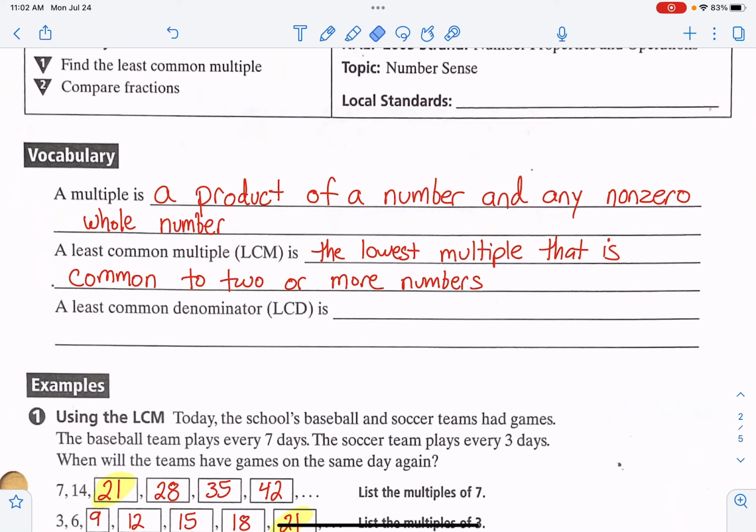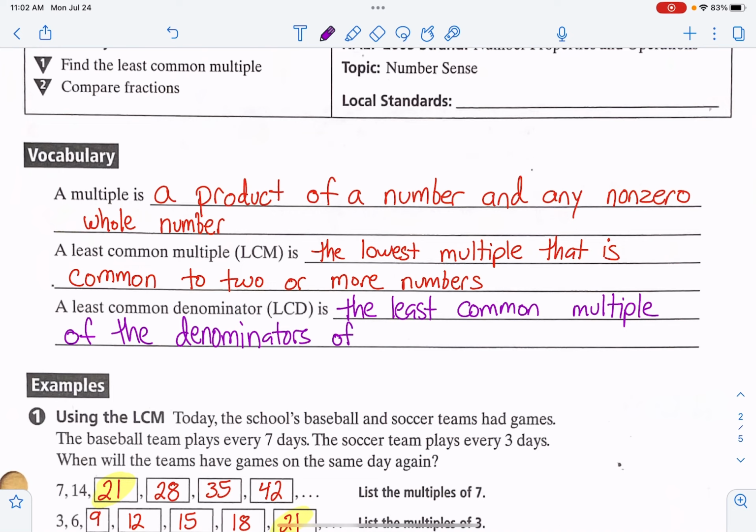So the least common denominator is the least common multiple of the denominators of two or more fractions. Okay, so the least common denominator is going to be the least common multiple between fraction denominators. You have to have at least two, obviously, that you're comparing, or more.